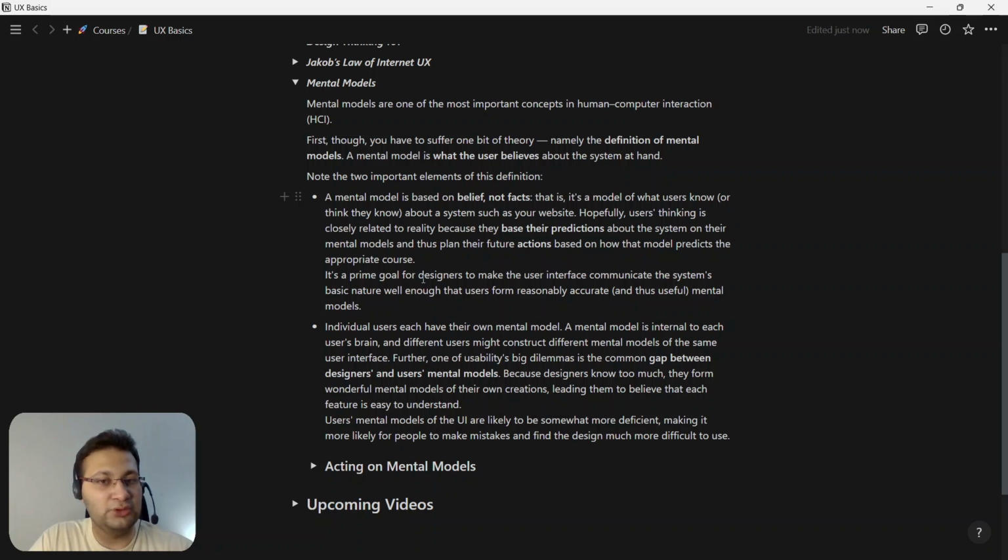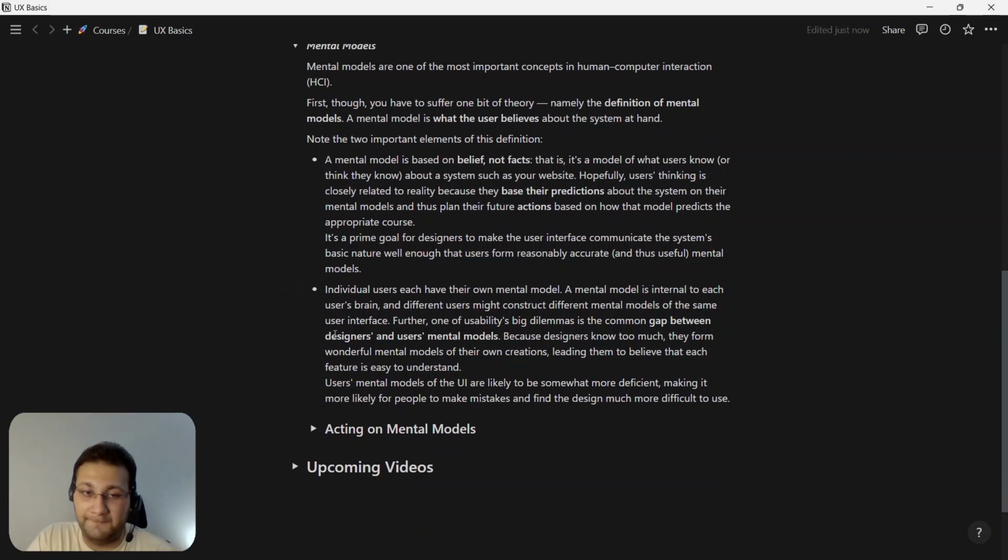So it's a prime goal for designers to make the user interface communicate the system's basic nature well enough that users form reasonably accurate and thus useful mental models. A mental model is based on belief, not facts. It's what the user believes about how the system should operate. They base their predictions on those beliefs. So it's easier for them to predict their actions and make those predictions.